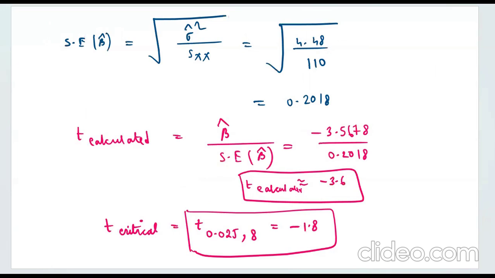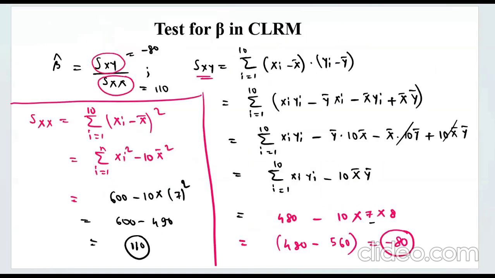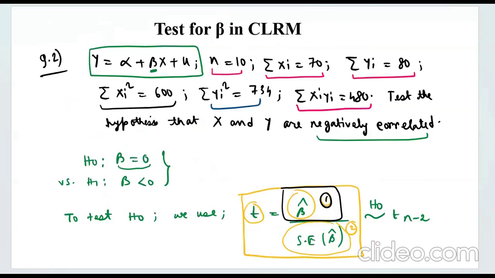See how we have defined the null hypothesis. Our null hypothesis was that there is no negative relationship between X and Y. Beta is 0. Beta is not significant at all. But the alternative states that yes, there is a negative relationship. So as we reject H naught, we accept the alternative hypothesis and conclude that there is enough statistically significant evidence that X and Y are negatively correlated with each other.